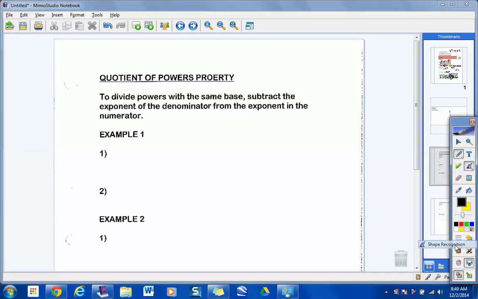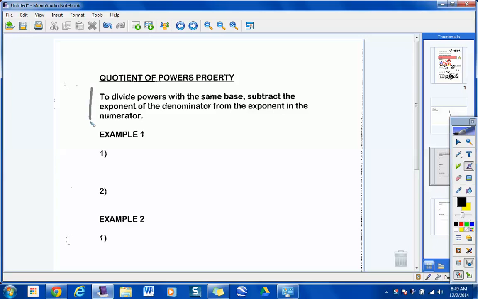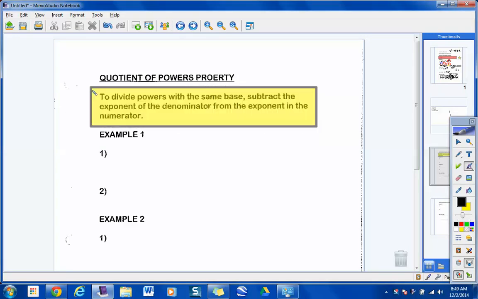It says to divide powers with the same base, you're going to subtract the exponent of the denominator from the exponent in the numerator. Basically, top exponent minus bottom exponent. So check it out.